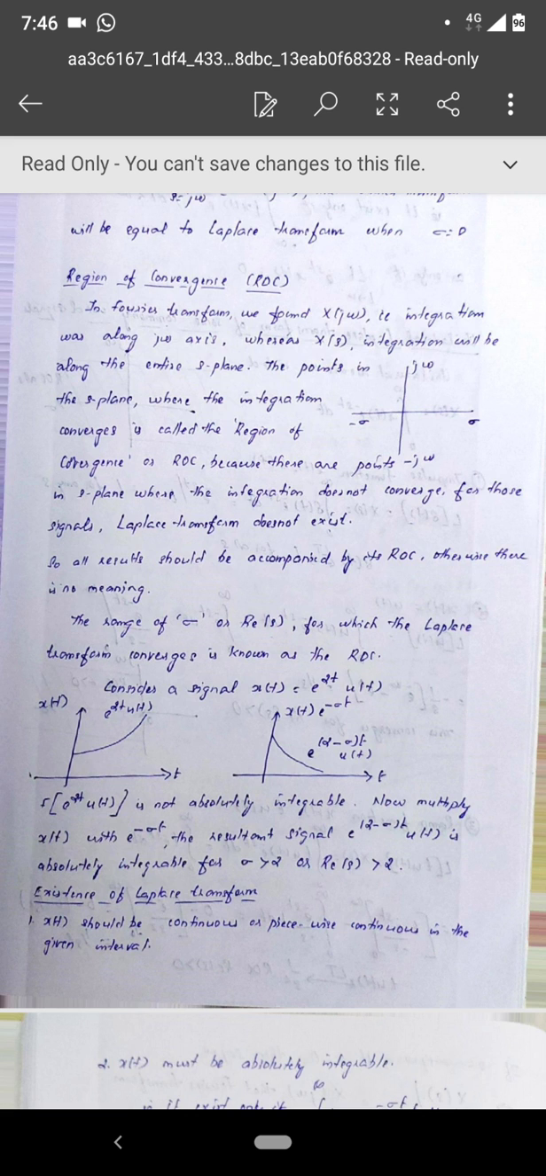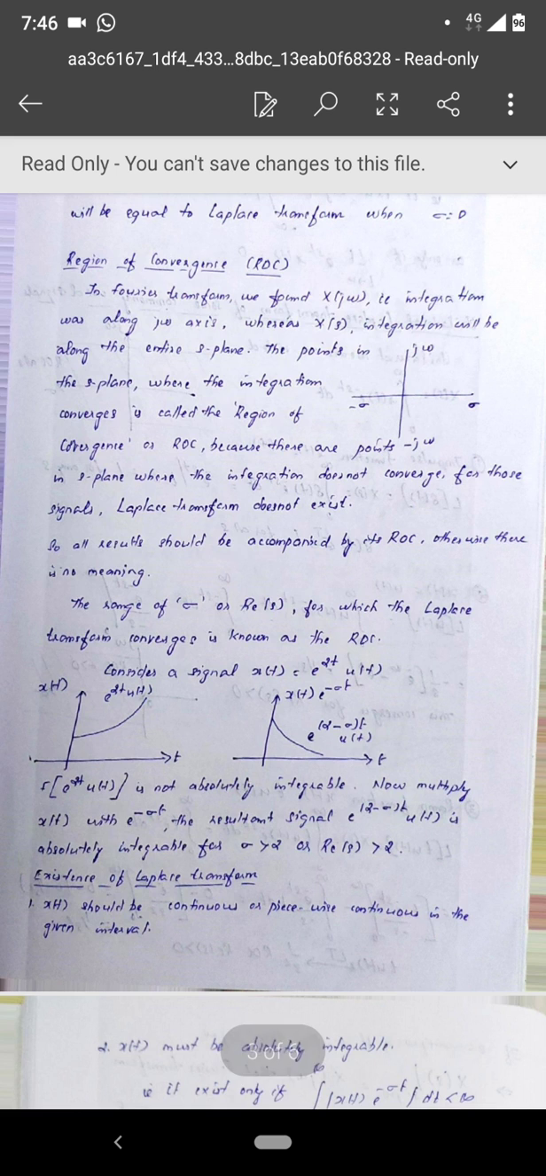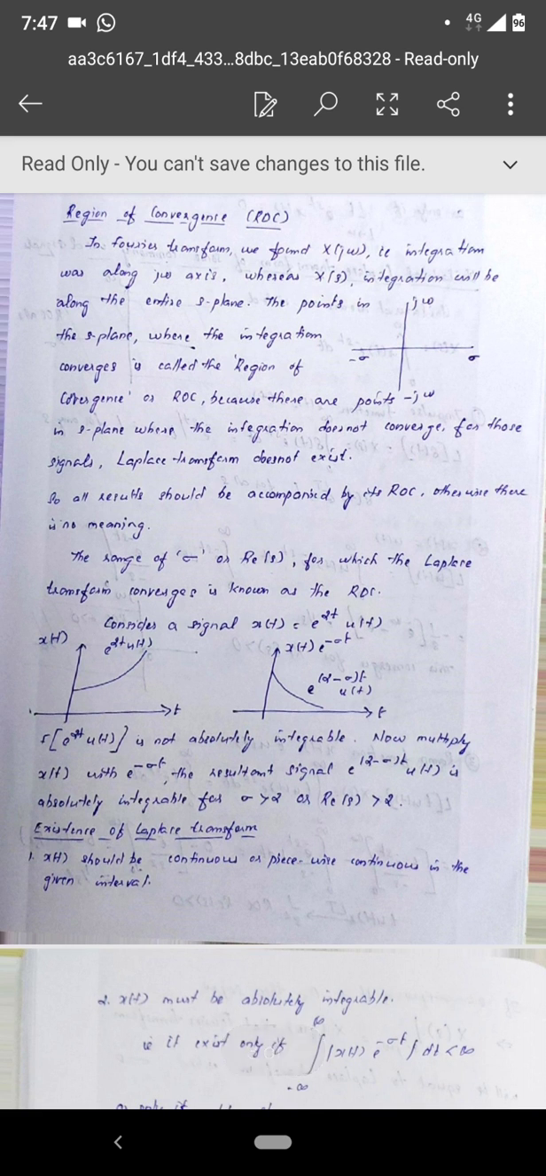So if sigma is less than 2, for example if sigma is 1, what happens? It becomes e raised to t. E raised to t is again an unbounded signal that tends to infinity. Whereas if sigma is greater than 2, for example 3, then that is e raised to minus t. So the condition is that sigma, the real part of s, should be greater than 2 in this case. If it is less than or equal to 2, then again that is 1.